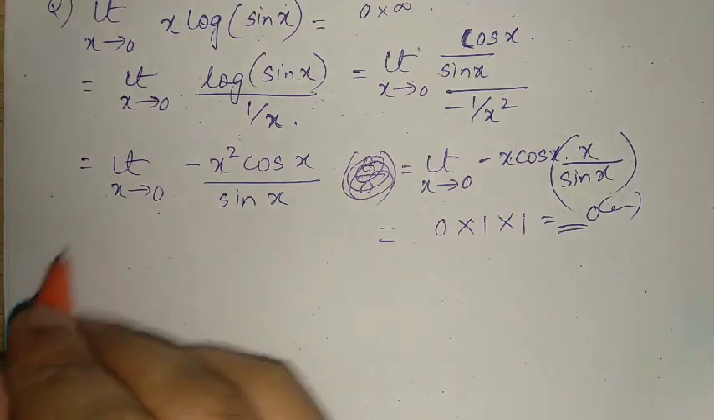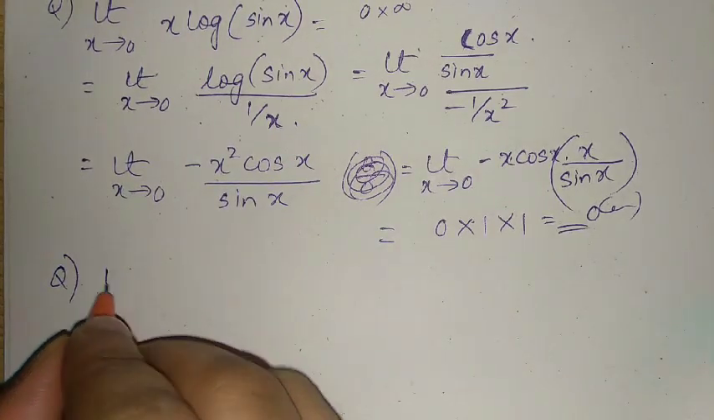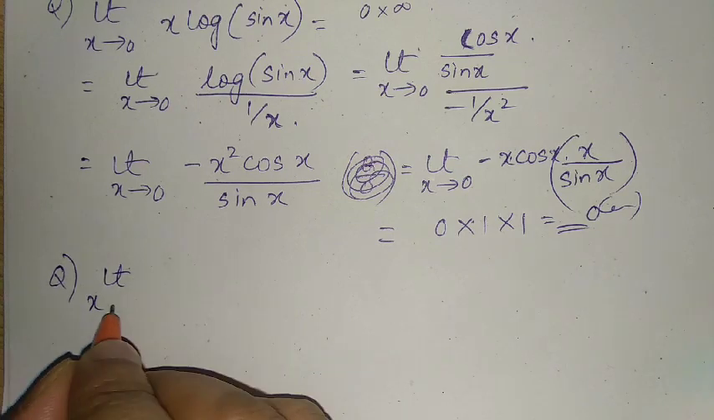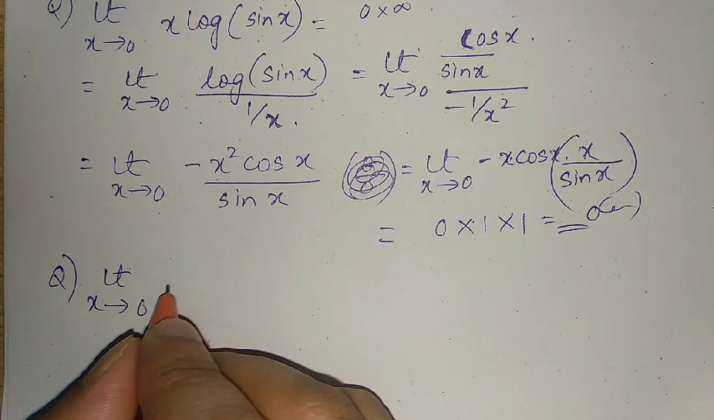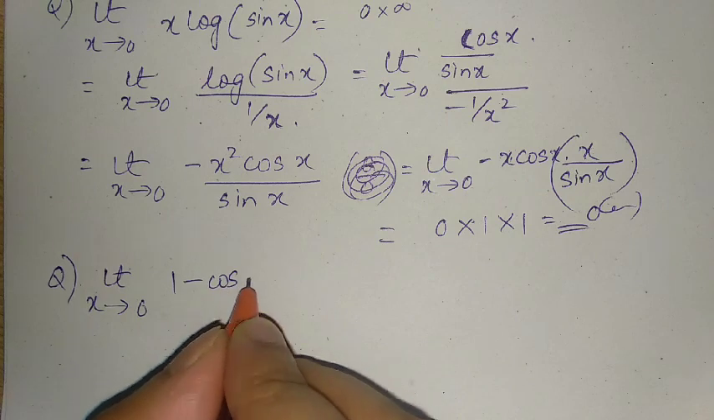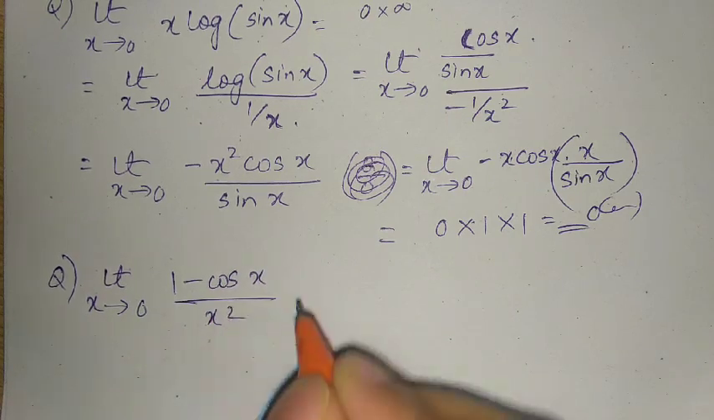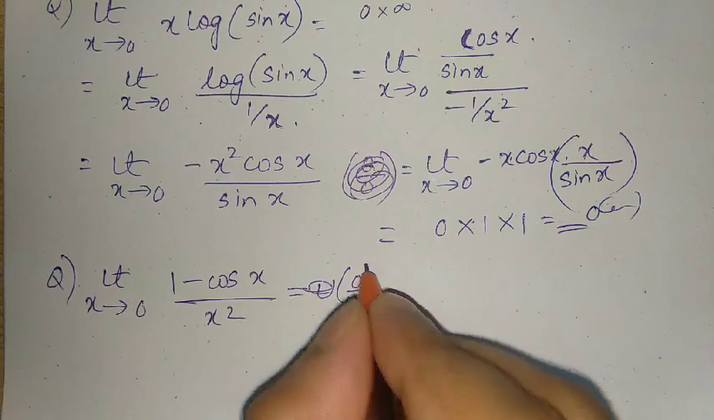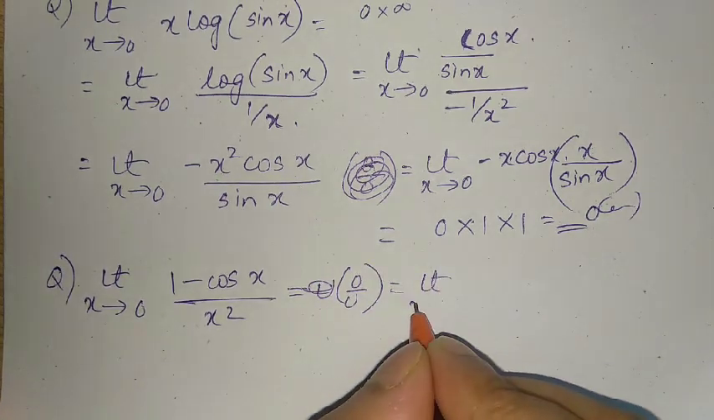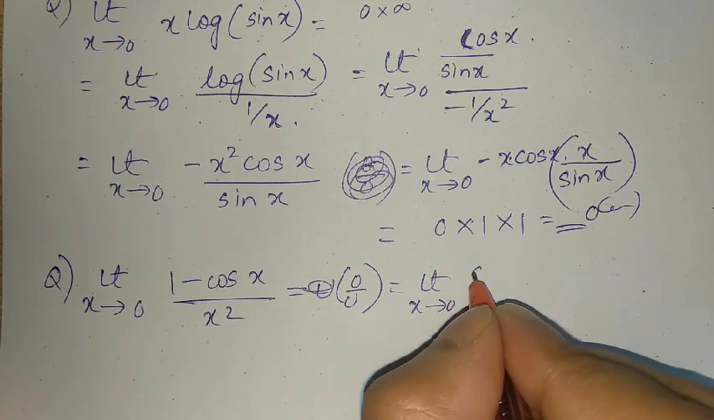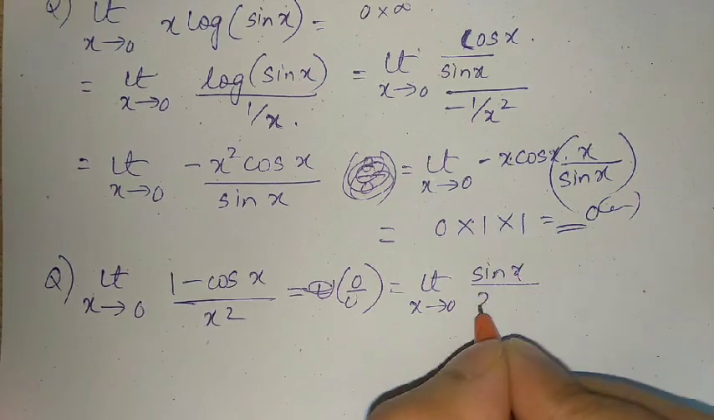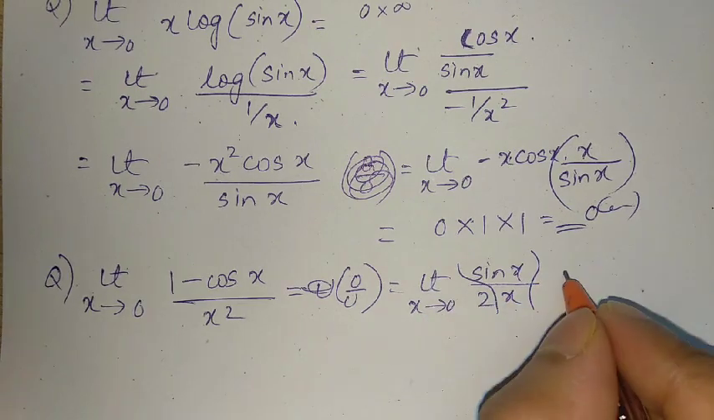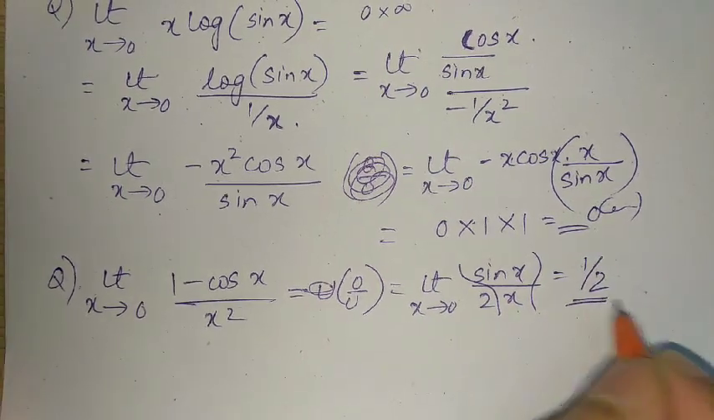The next question is, just 2 more questions, and then we will go on to the next case. Limit x tends to 0, 1 minus cos x by x square. Okay, this is nothing but 0 by 0 form, so we will do L'Hospital. Limit x tends to 0, we will get here sin x, we will get here 2x. Sin x by x is equal to 1 when limit x tends to 0, so final answer is 1 by 2.